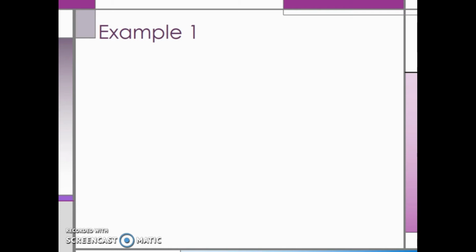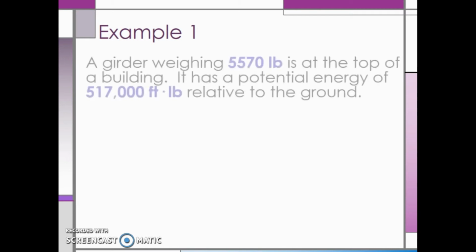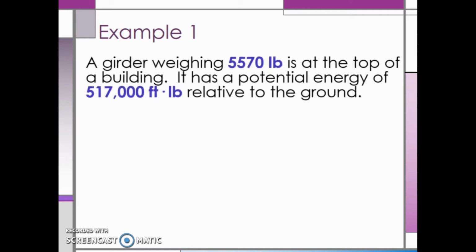Let's take a look at one example involving potential energy. A girder weighing 5,570 pounds is at the top of a building. It has a potential energy of 517,000 foot-pounds relative to the ground. We want to know, how high is the girder?